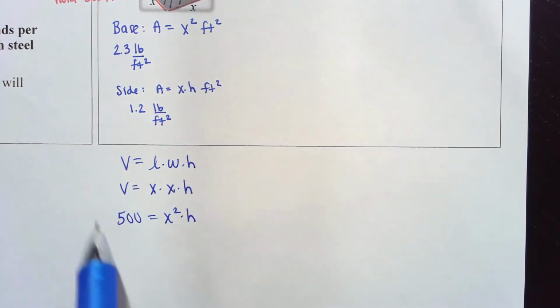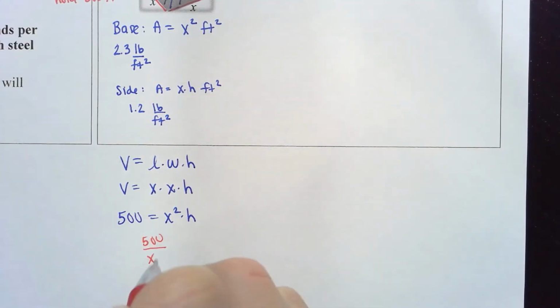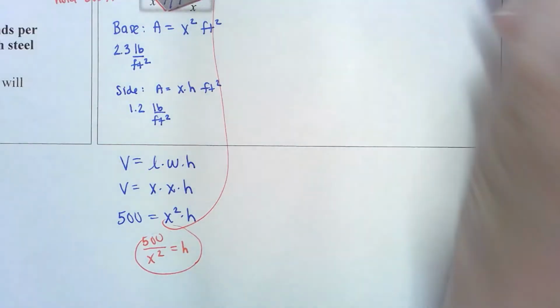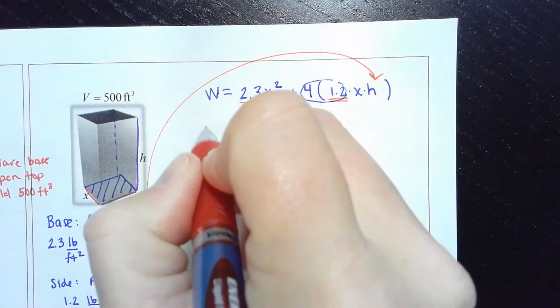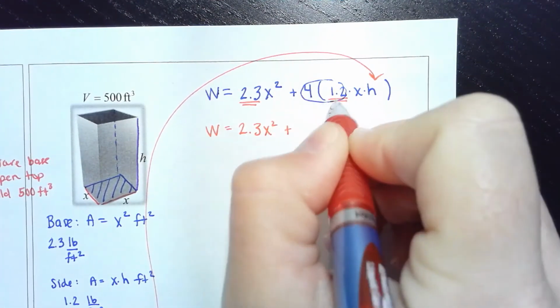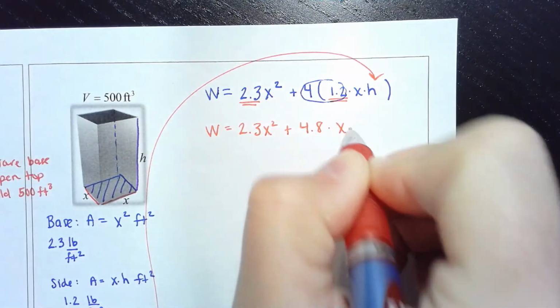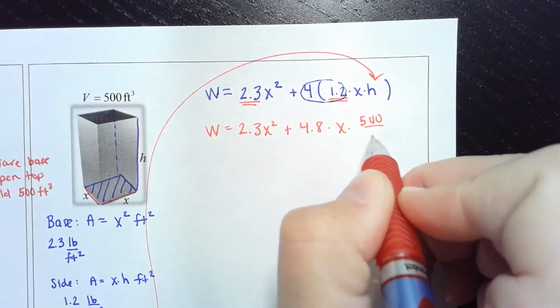Again, these are all steps we would have taken on number 3. So we have a choice. We can solve for x or we can solve for h. Honestly, I'm going to prefer to solve for h because then I don't have to incorporate any square roots. So I'm going to take this and I'm going to go plug it in up here for h. So I now have the weight equals 2.3x squared plus, let's call that 4.8 times x, and then remember we're replacing h with 500 over x squared.